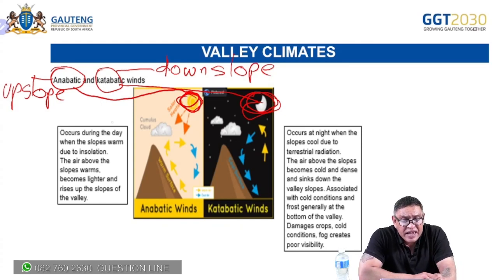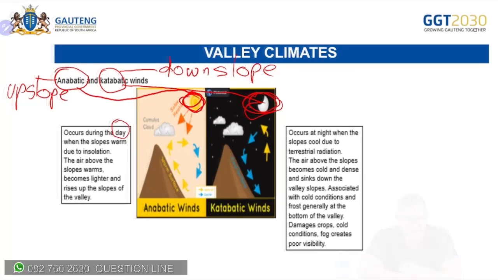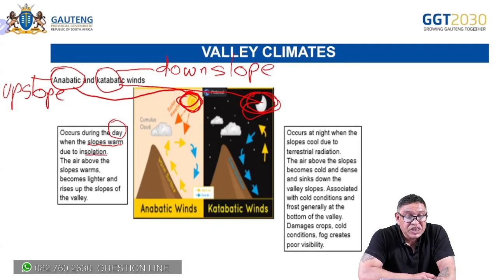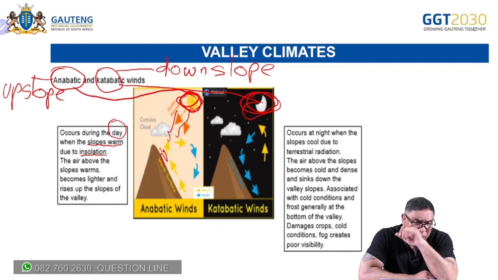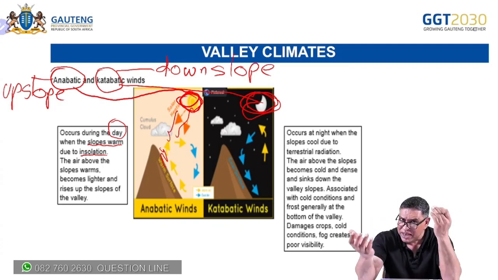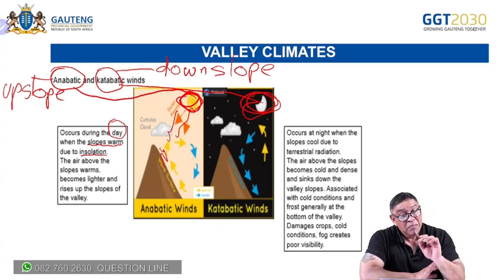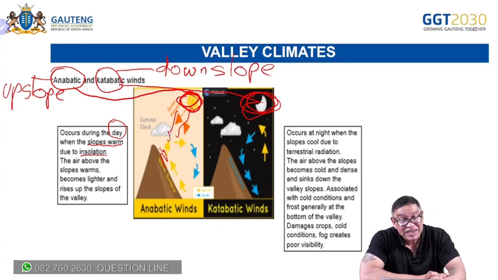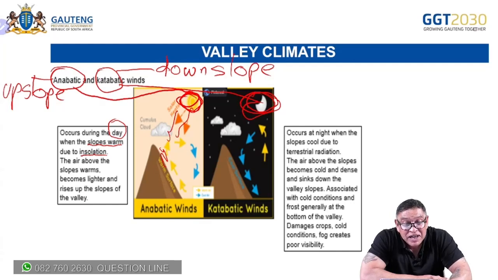So let's take the day. What happens to the slopes? It gets warm due to insolation. That's the incoming sun's rays. Can you see it's coming through here and it's heating up the slope? Now, obviously, if the slope heats up, what's going to happen to the air above it? It's going to heat up. And when air heats, what happens? It rises. Can you see the basic stuff again? Air rises. But note how the air is rising in anabatic. If I draw with the red pen that you guys like, can you see it's moving upslope?